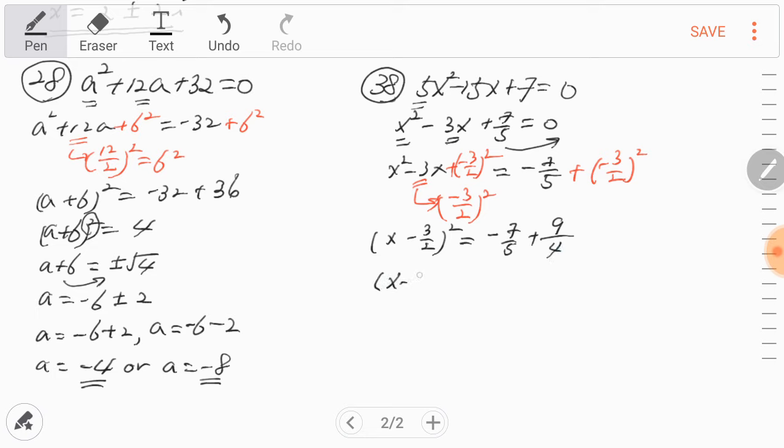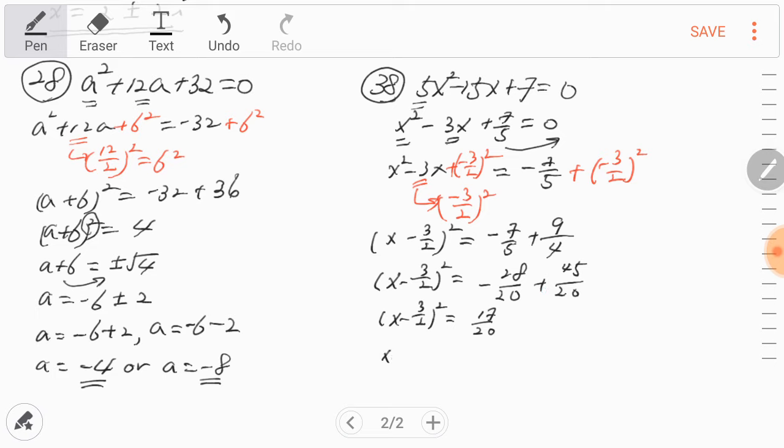And then (x − 3 over 2) squared is equal to, alright, the right side is what? The LCD is 20. So 5 times 4 is 20. 7 times 4 is 28. Plus, the denominator is 4, so 4 times 5 is 20. 9 times 5 is 45. So (x − 3 over 2) squared is equal to, negative 28 plus 45 is 17. So 17 over 20.